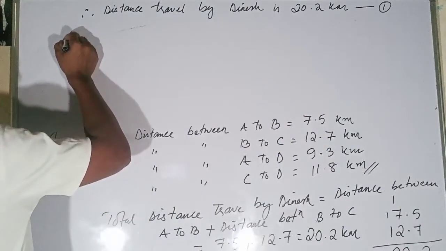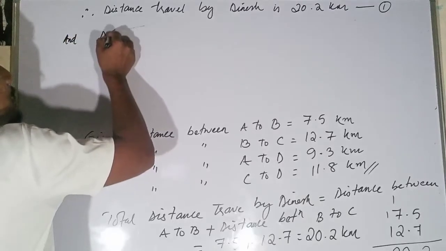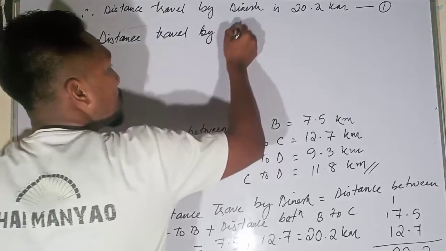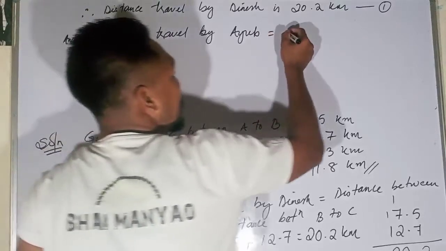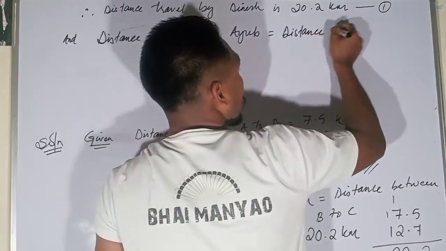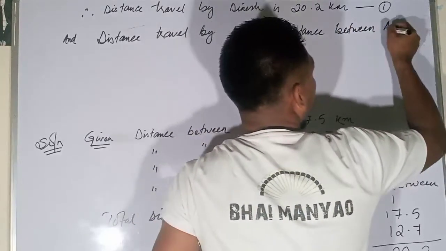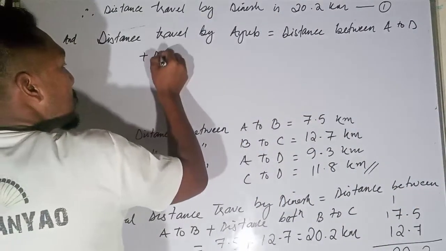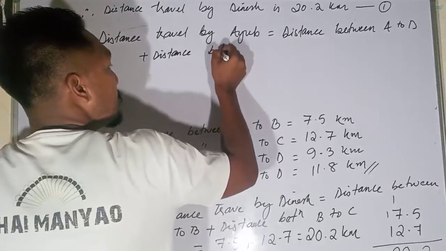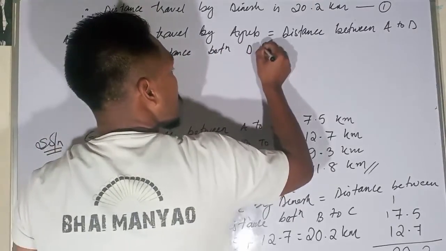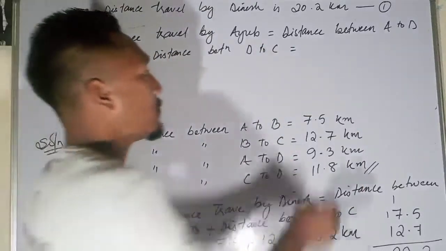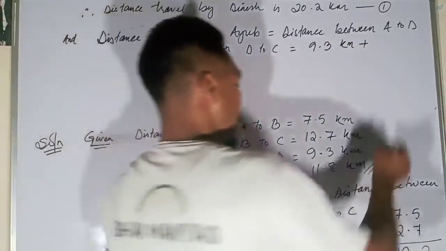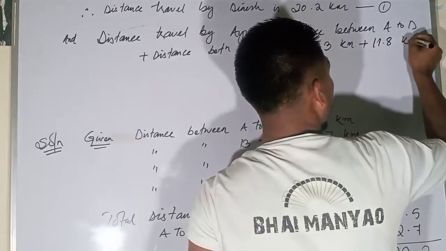Now we'll try to conclude again. The distance traveled by Ayub. What is Ayub's travel equal to? The distance between A to D plus the distance between D to C. We know that the distance between A to D is how much? 9.3 kilometers, plus the distance between C to D is how much? 11.8 kilometers. Now add these two numbers.